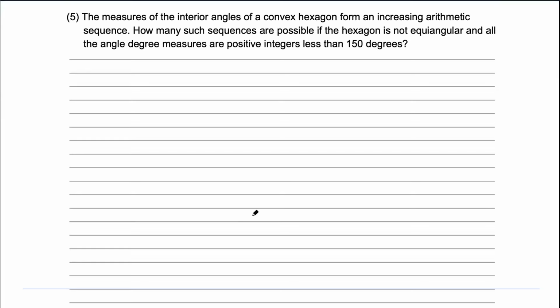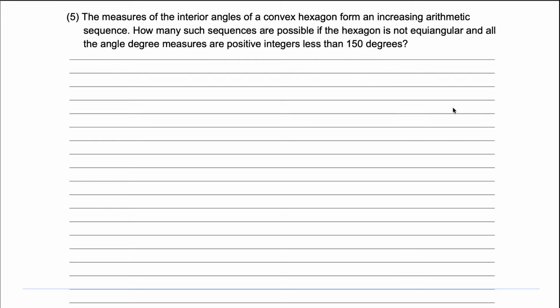Okay, this is the next question I wanted to go through, question 5. It says the measures of the interior angles of a convex hexagon form an increasing arithmetic sequence. How many such sequences are possible if the hexagon is not equiangular and all the angle degree measures are positive integers less than 150 degrees?